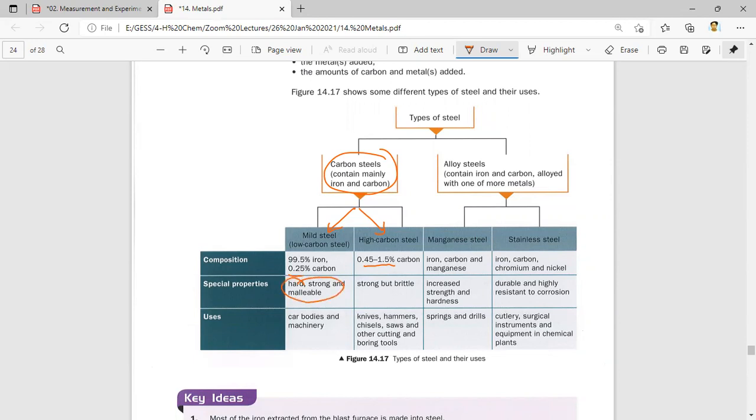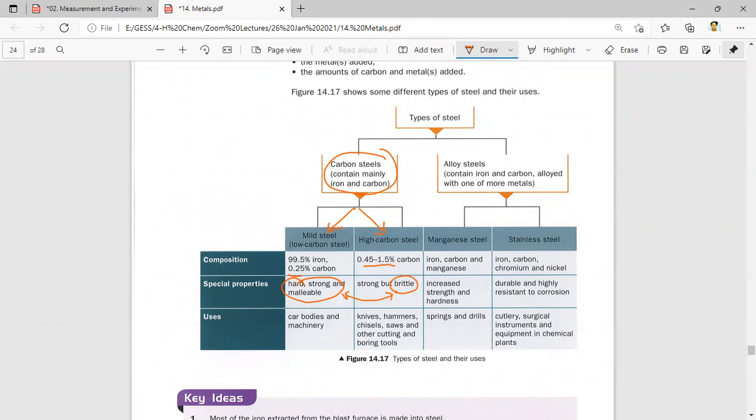But the low carbon steel is hard, strong, and malleable, but the high carbon steel is actually brittle. So you can see the comparison over here. So the question is, why not make everything low carbon steel instead of high carbon steel? Why do you want to make high?